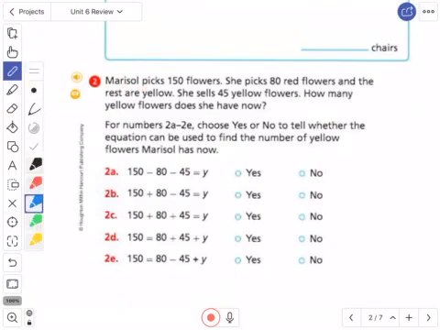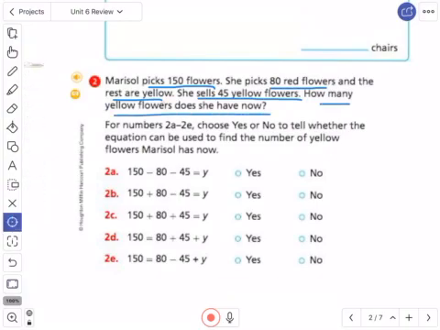Marisol picks 150 flowers. She picks 80 red flowers, and the rest are yellow. She sells 45 yellow flowers. How many yellow flowers does she have now? So she has 150 total. 80 are red, the rest are yellow. Then she sells 45 yellow flowers. How many yellow flowers does she have now? Okay, well, we're going to have to first figure out how many yellow she has.